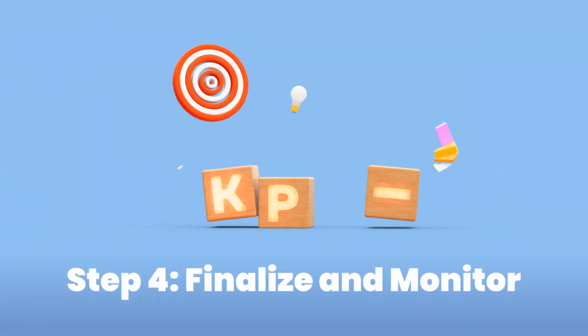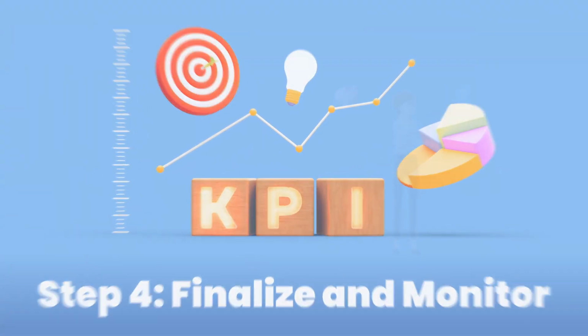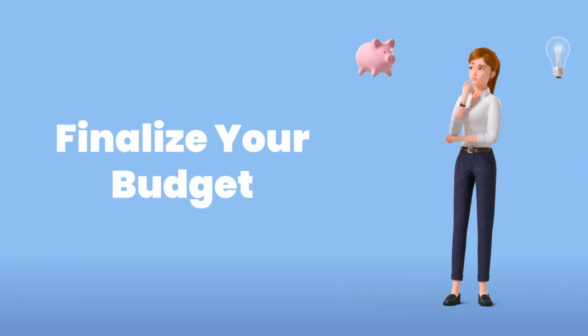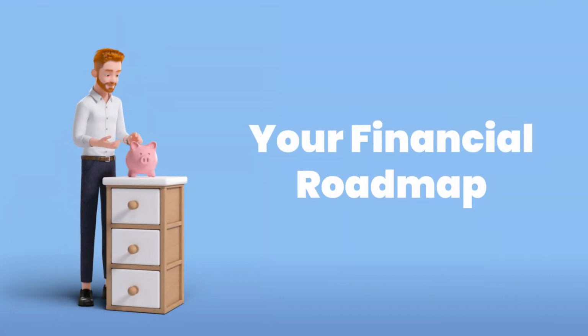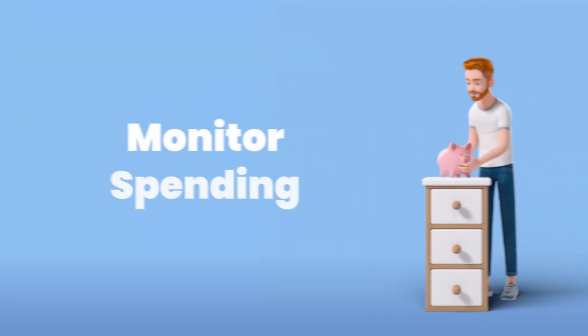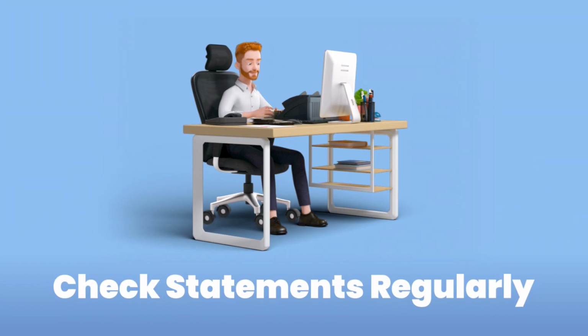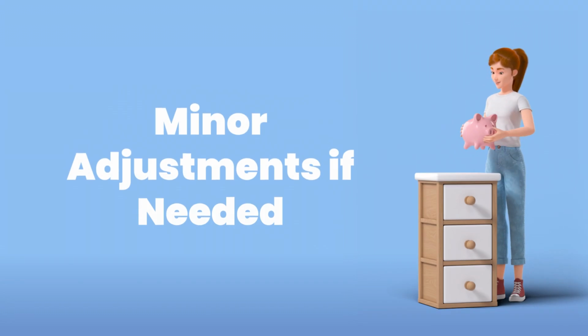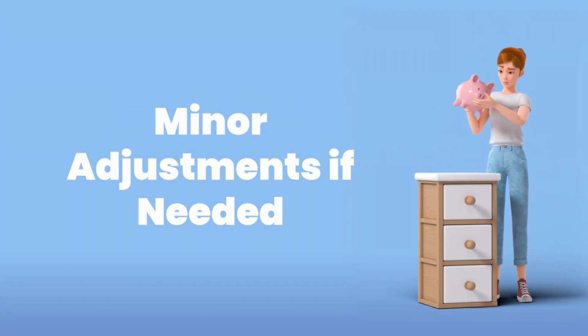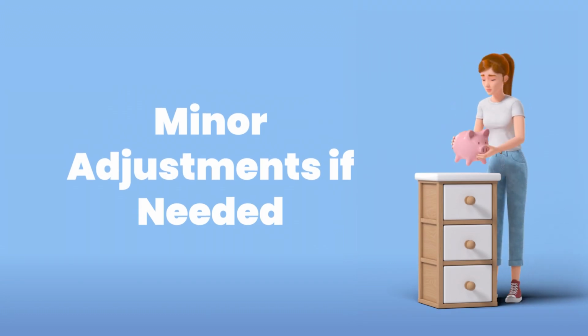Step 4. Finalize and monitor. Finalize your new budget. This is your financial roadmap. Monitor actual spending against it throughout the period. Regularly check statements and receipts to stay on track. Minor adjustments can be made if deviations occur, but the core budget remains stable.